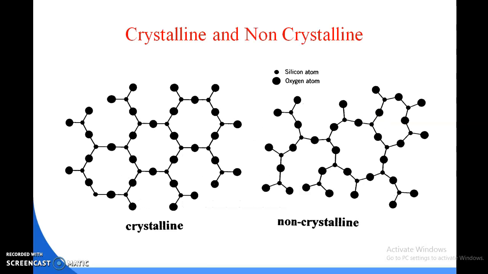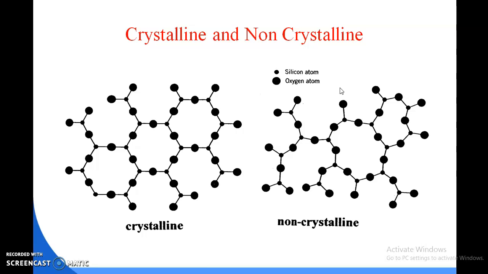So students, first of all, we have to know about the crystalline and non-crystalline. These line diagrams are the crystalline structure and this diagram is the non-crystalline structure. So what is the crystalline structure and what is the non-crystalline structure? This structure is made by the silicon atoms and the oxygen atoms. So first of all, what is crystalline structure?